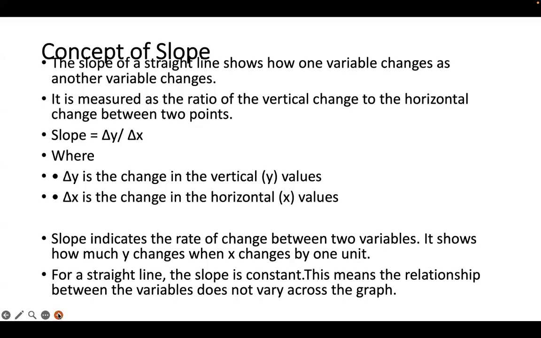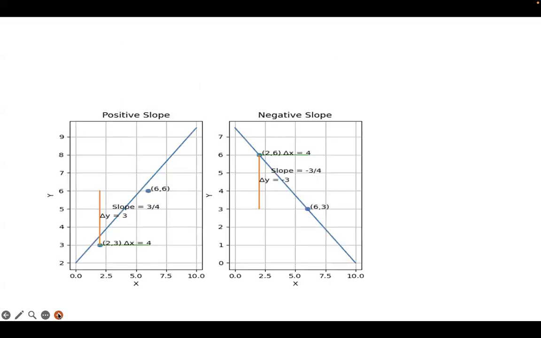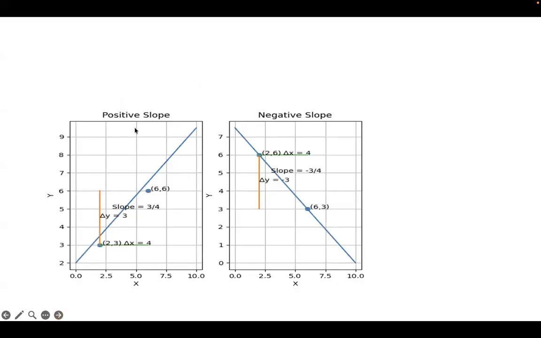For a straight line, the slope is constant. This means that the relationship between variables does not vary across the graph. So we have a positive slope. When you divide the change in y over the change in x and you get a positive number, you say that you have a positive slope. When you divide the change in y over the change in x and you get a negative figure, you say that you have a negative slope. Any questions so far?